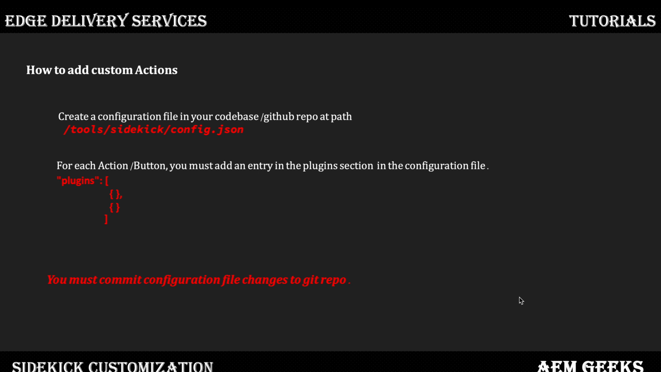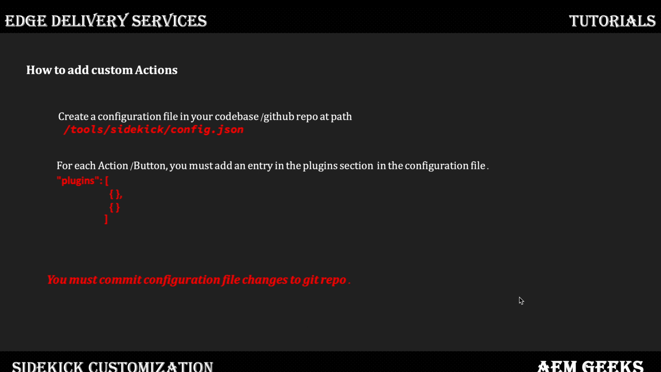So when you create your project using boilerplate code, that code does not have this configuration. So first you have to create a configuration file called config.js under tools, under Sidekick. This folder structure doesn't come with your boilerplate code. So in the root of your project code, you have to create a folder called tools. Inside that you have to create a folder called Sidekick, and then you have to create this file config.js.